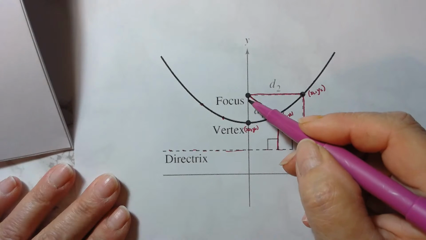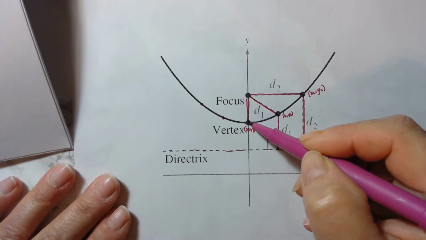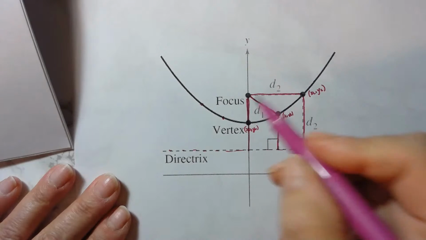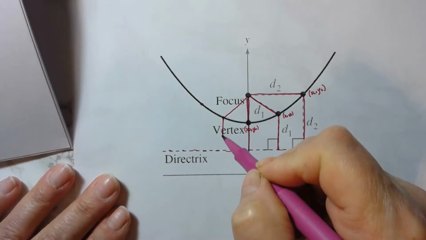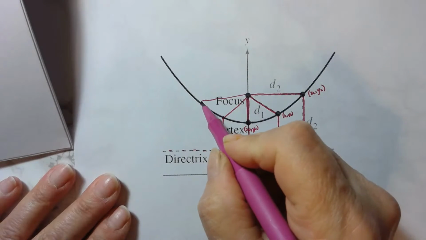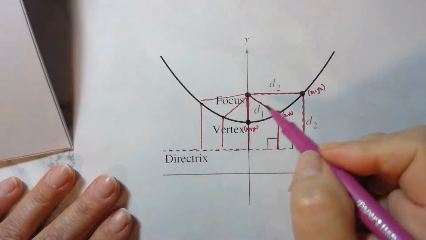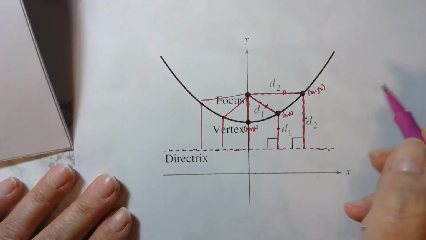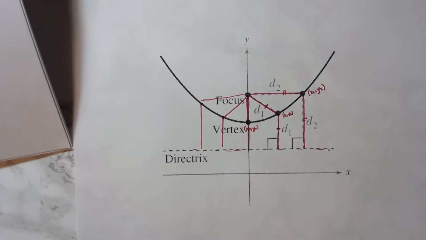The distance between this point and the vertex in this case, so the focus and this point, which happens to be the vertex, is the same as the distance between the vertex and the directrix. And I could go on and on. I could take any points that I wanted to, and this line would be the same length as this one. This distance would be the same as that one, and so forth. So that's all that formal definition means.